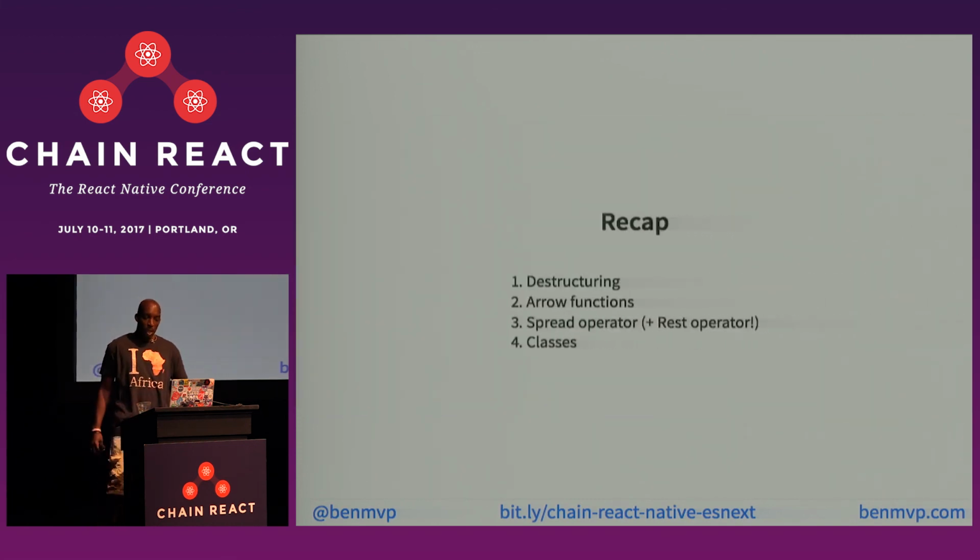So that's all that we talked about. Again, we talked about destructuring so we could have concise and clear code, and arrow functions so we could have lexical scoping plus concise code. The spread operator so we can maintain immutability and not copy things around. And then obviously classes so that our code is very declarative.